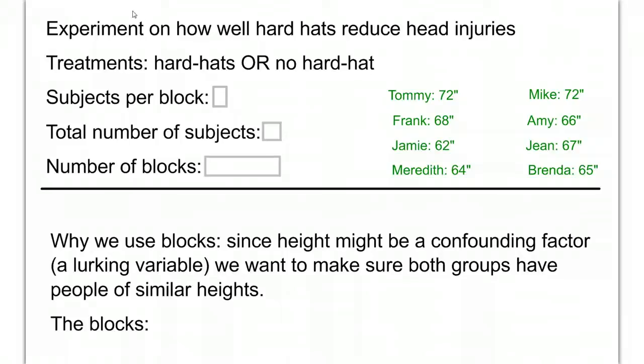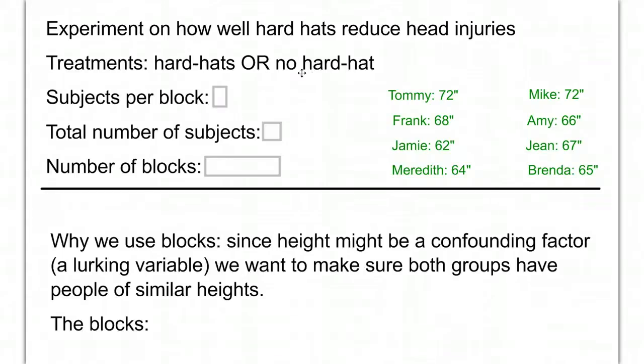Looking at another example with numbers here, we want to do an experiment on how well hard hats reduce head injuries. So the 2 treatments we're going to have is one group's going to receive hard hats, the other group is not going to receive hard hats. And our belief is that height might also affect number of head injuries. So we want to block by height. We want to make sure that there's people of similar heights in both groups.